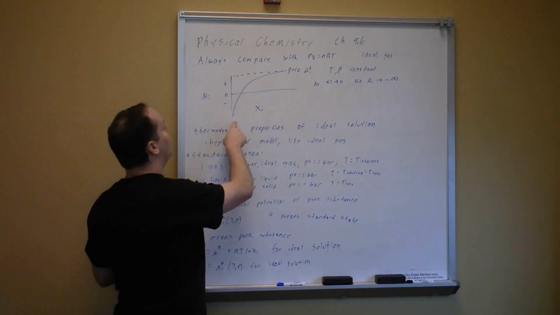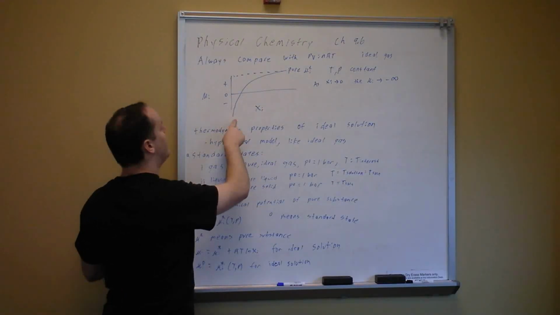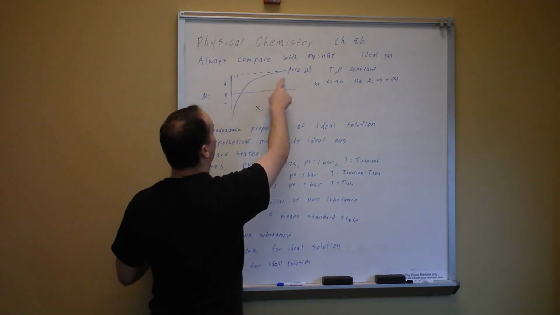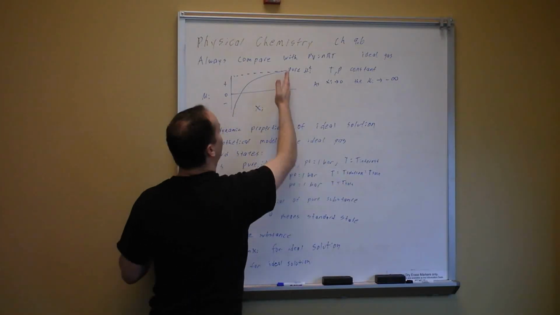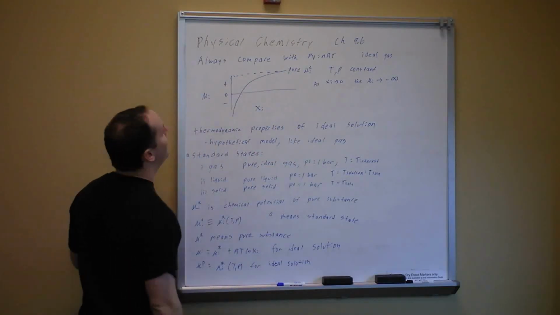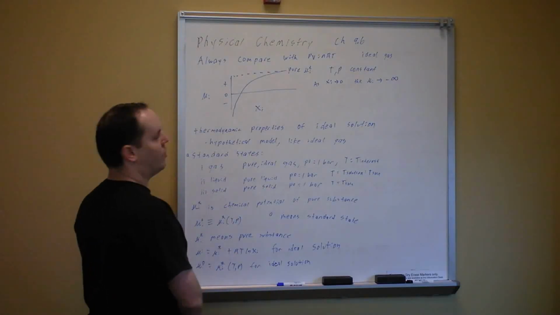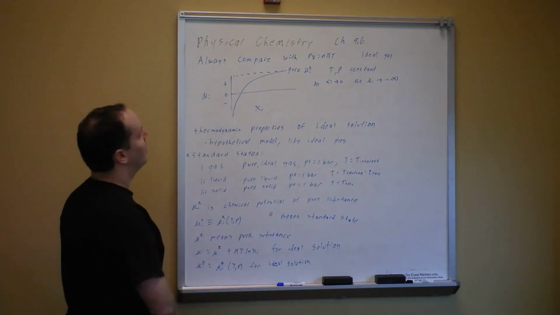When the mole fraction gets down close to 0, mu sub i actually gets close to negative infinity. On the other hand, as mole fraction gets to 1, then of course it would approach mu i star, which was for the pure substance. And this graph is of course assuming that temperature and pressure are constant.